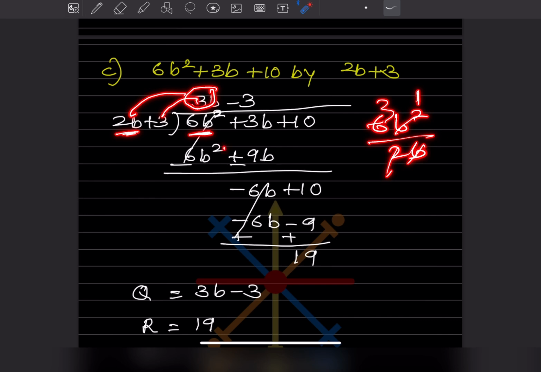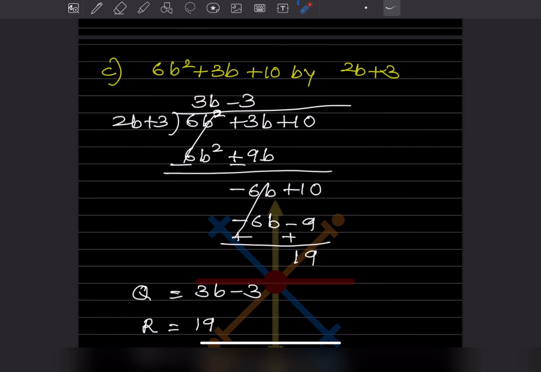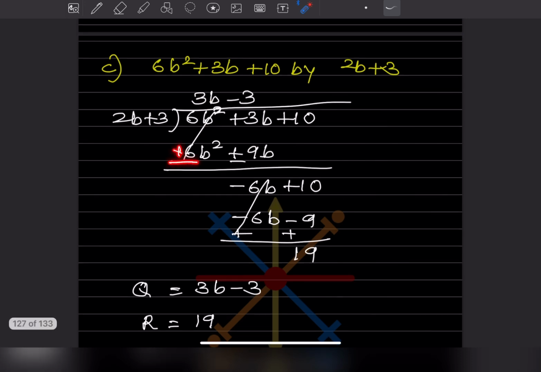Now see here, this into this and this into this. So that is going to be 6b square plus 9b. You can multiply separately and see. Plus becomes minus. Plus becomes minus. So this gets cancelled. Now look at this sign. So minus 9 plus 3 is going to be minus 6b.